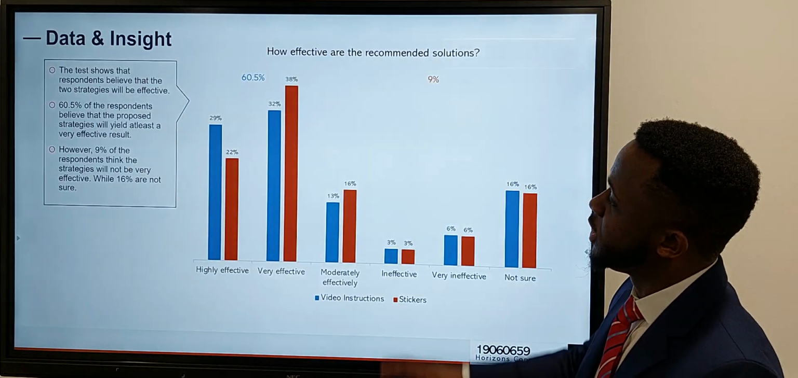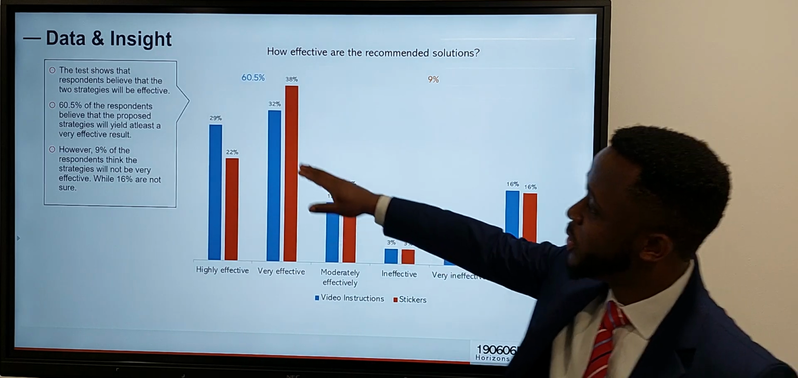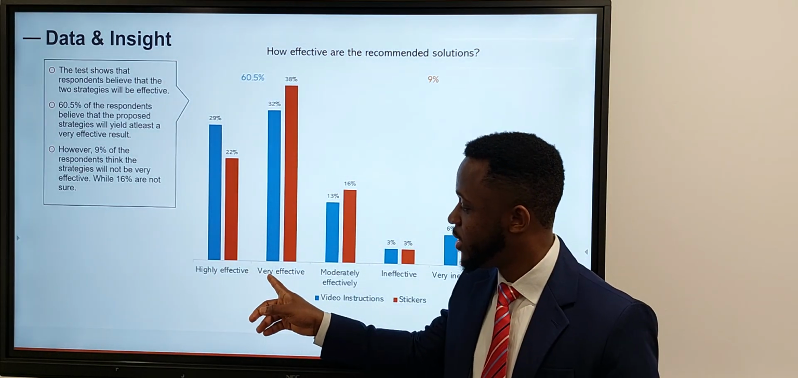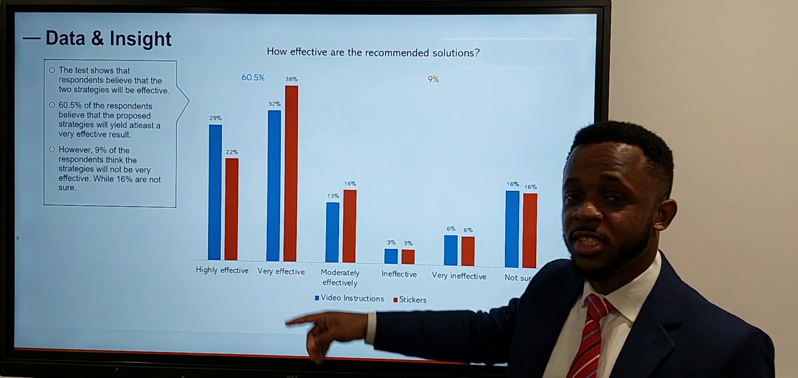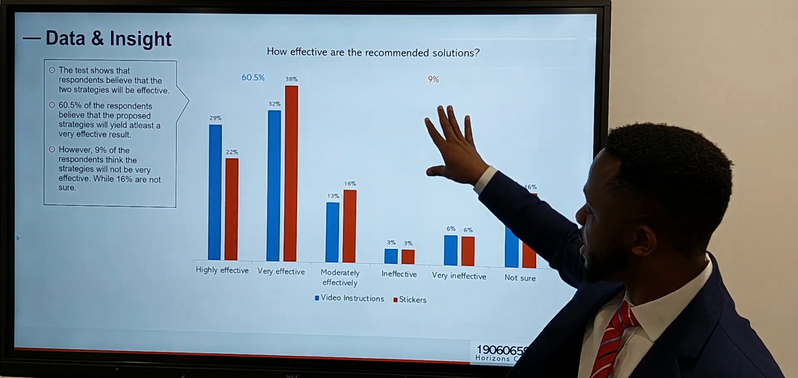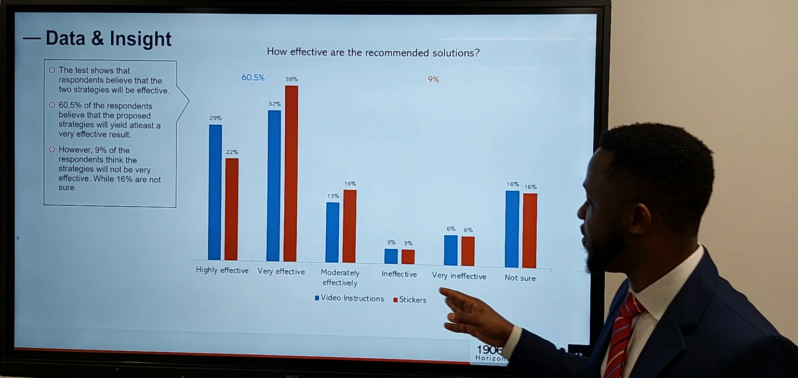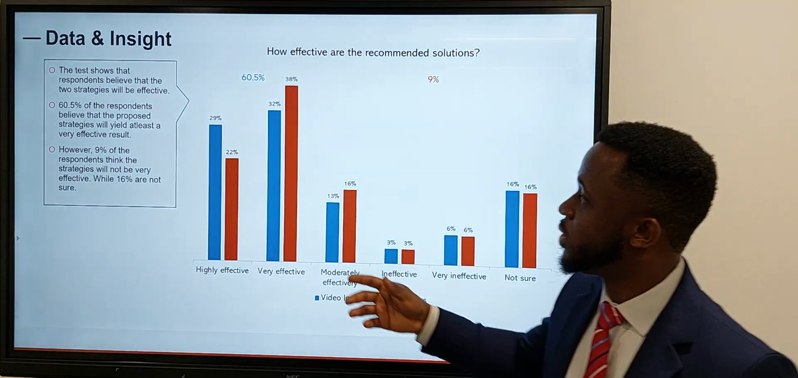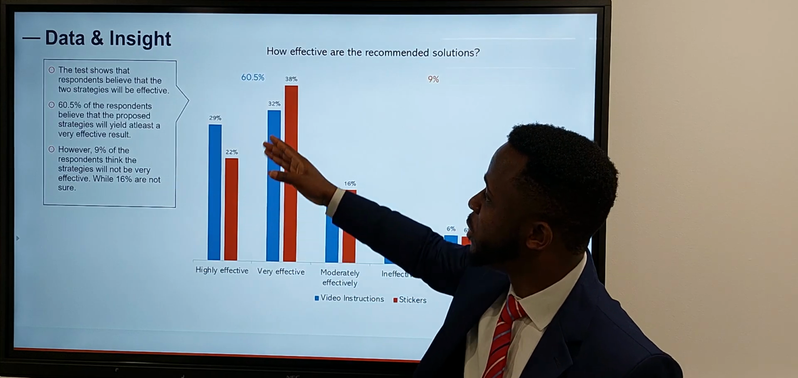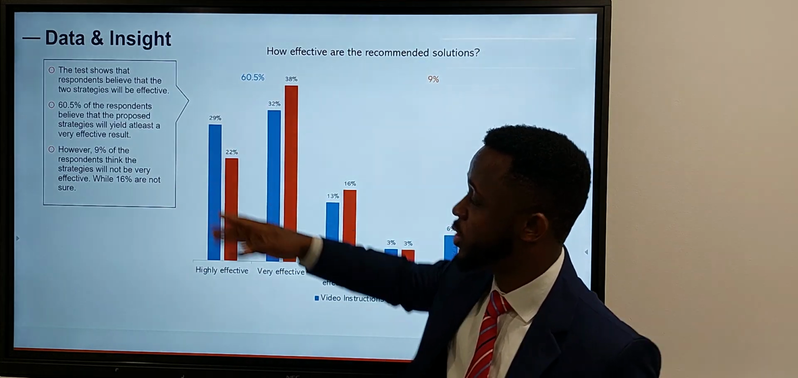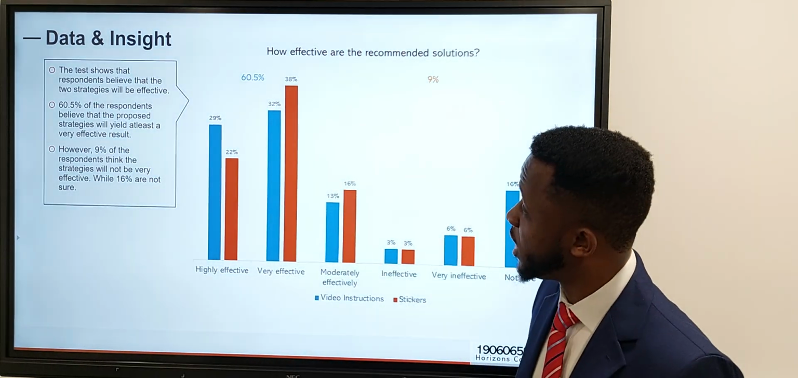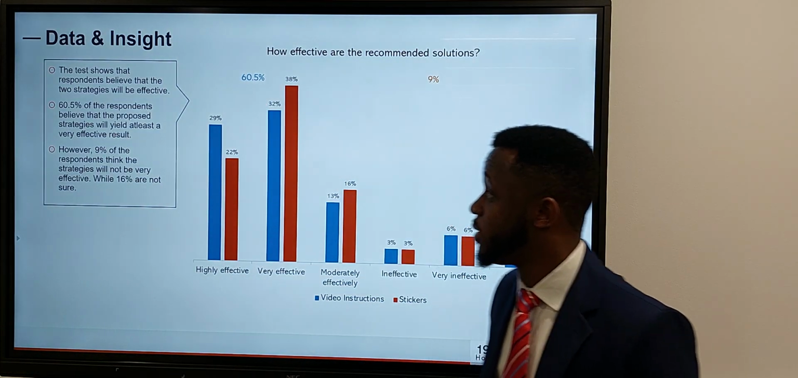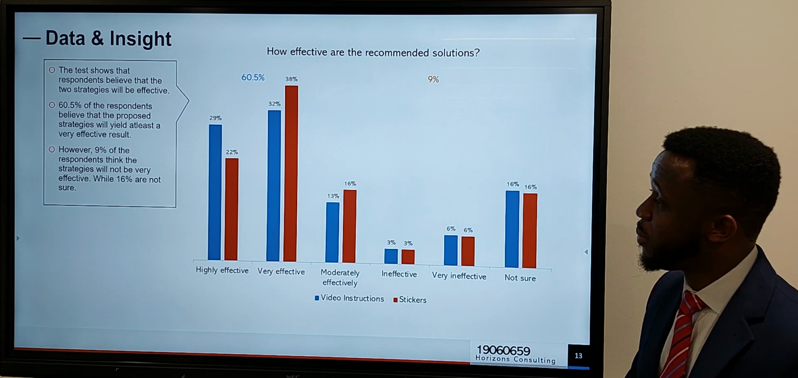So here's the insight we got. 60.5% of people believe the solutions will be at least very effective, and only about 9% think it's going to be ineffective or very ineffective. Comparing these two, it's reasonable to conclude that a lot of these respondents, who fit our client demography, will say the solution is plausible.